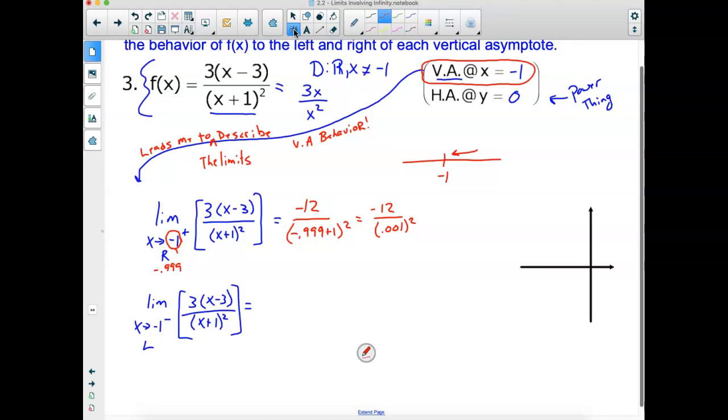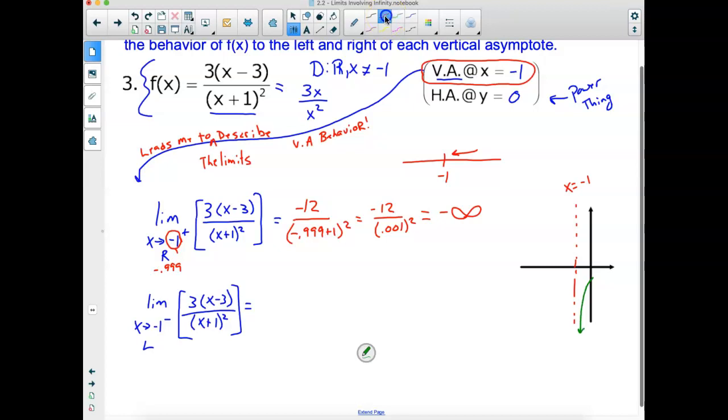So a number over something getting smaller and smaller, what's happening to that? It's getting bigger and bigger, isn't it? So it's going big, but is it going positive big or negative big? Well, this bottom, because I'm squaring it, is always going to be positive, so I really have a negative over a positive, so that means I'm going negative big, right? So when I'm looking at my graph, with my vertical asymptote at x equals -1, that's telling me, as I'm coming in from the right-hand side, it's going down. That's exactly what that's telling me.